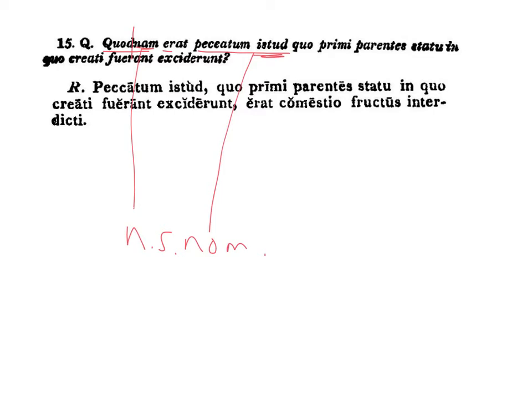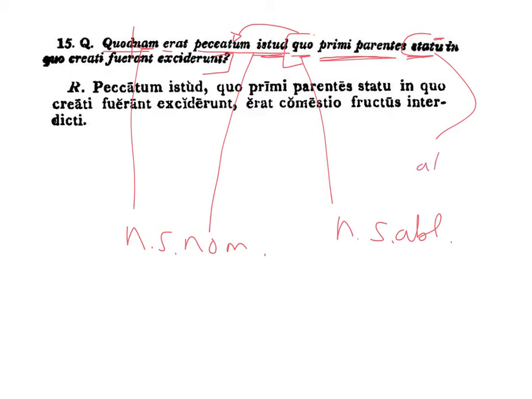What in fact was that sin, quo, by which? Quo, the relative pronoun, is neuter, singular, ablative. Its antecedent is peccatum, and it's being used here instrumentally. That sin by which primi parentes, our first parents, and now we have largely a repetition of the previous questions. Our parents from the state, statu, this is an ablative of separation, from the state, in quo, in which creati fuerant, they had been created, they fell, excederant.